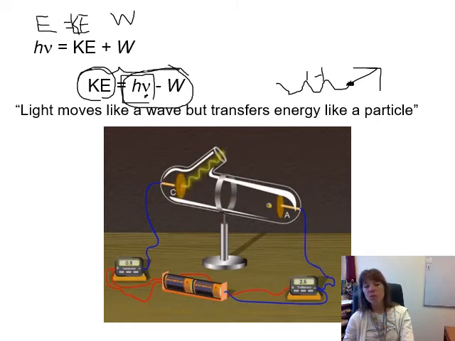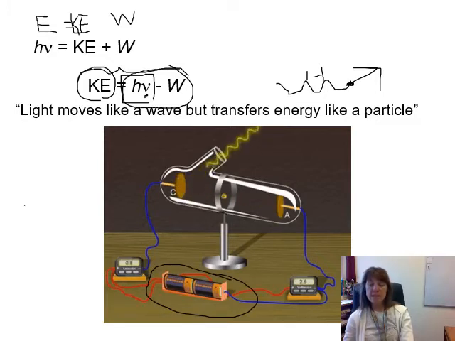Now the original photoelectric apparatus wasn't like this, and I'll post a video for you showing it. It was called an electroscope, and an electroscope was not like this. It didn't have batteries and all this other stuff, but you could charge it with static electricity. And then when you charged it, you would shine light onto it.